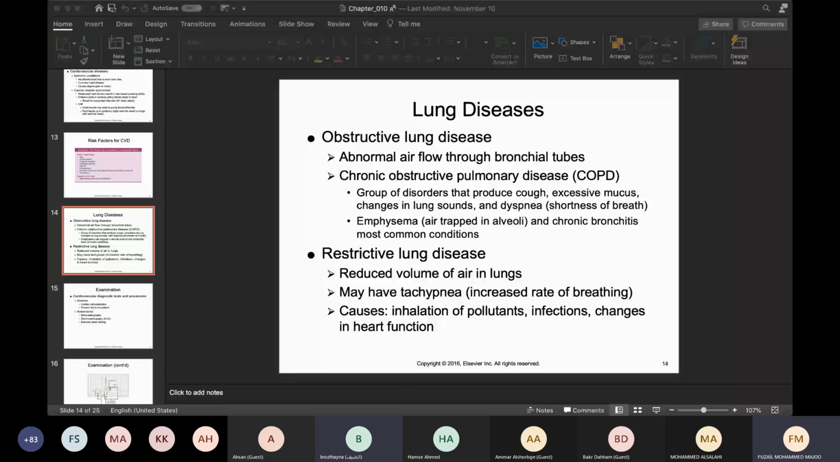Good luck. So, moving along with lung diseases, obstructive and restrictive lung disease. When you look at obstructive lung disease, we're talking about an abnormal flow of air that's going into the lungs through the bronchial tubes. Can you guys shut your microphone off? All of you, please.